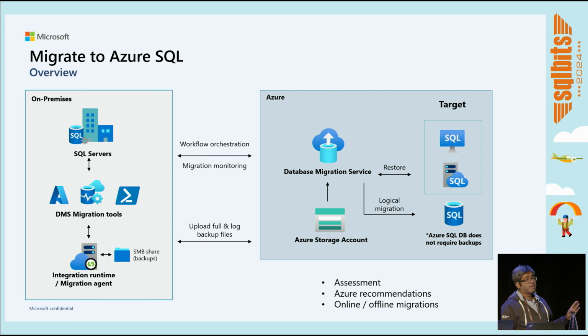Another key benefit of going to DMS, while I talked about the assessment, recommendation, online, and offline, is the orchestration. When you are starting a migration, especially when you're doing a logical migration, because backup restore will not work for an on-premise to a SQL DB, there has to be pre-migration, like disabling the foreign keys, disabling the triggers, migrating the data and enabling it. So the entire workflow, the orchestration, is taken care of by DMS. It also gives you an ability to monitor in the Azure portal as well as in the Azure Data Studio.